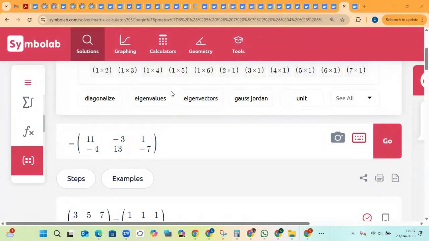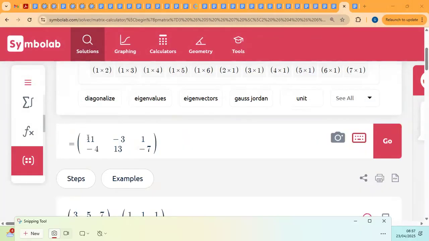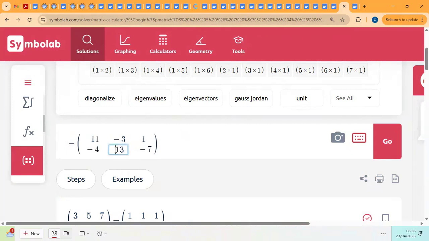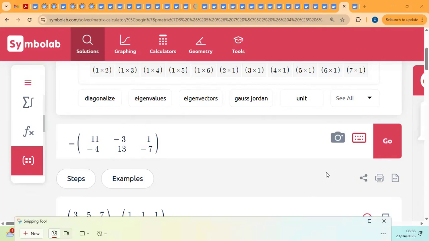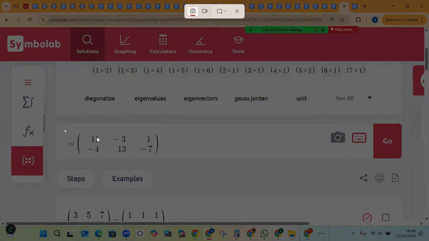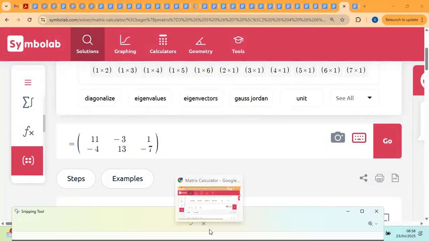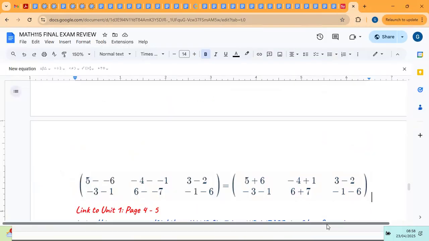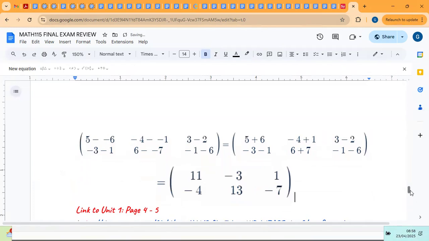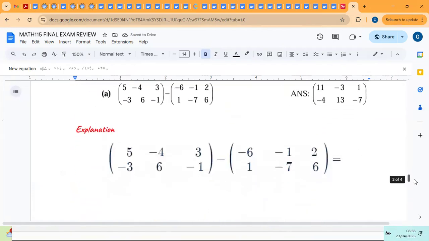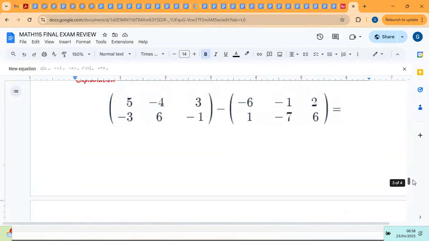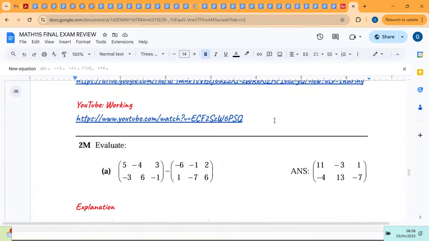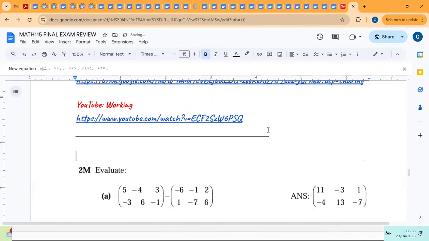Let's just fix this up nicely. Put the 4, put the 11, put the number 4, the 13 just below the 3, and the 1 just above the 7, so it looks nicely arranged. And let's compare this now with the final answer. 11, negative 3, 1. Negative 4, 13, negative 7. So this corresponds with the answer that is there. So let's just bring this down. That's one page.